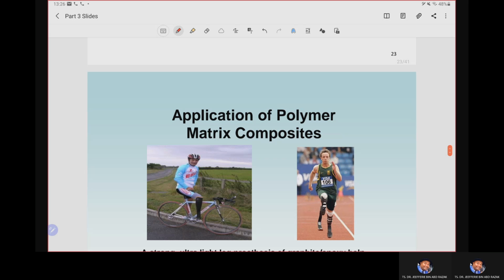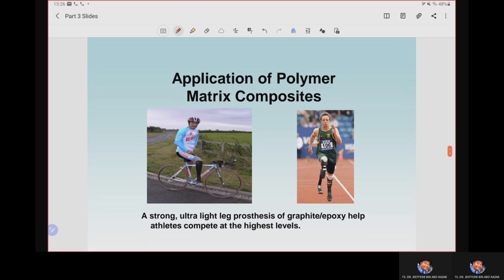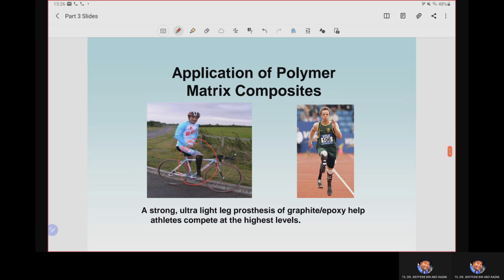The carbon fiber reinforced epoxy PMC is used for ultra lightweight leg prostheses here, helping athletes compete at the highest level. As you can see, athletes having no leg use prostheses for better performance during sport. These prostheses are manufactured by using composite material.